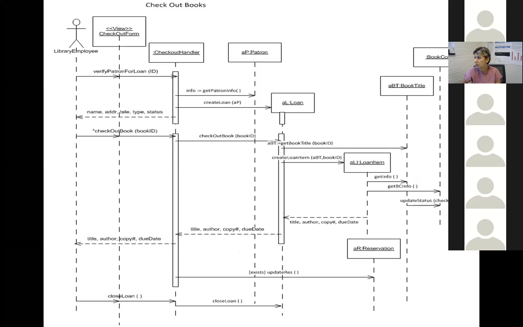So checking out books, going back to my first set of questions, and then after that, we'll do method 1 versus method 2. This is checking out books class. This is the first time you're seeing this sequence diagram. So first of all, I want you to read it. There is a view layer object, checkout form. There is a handler, checkout handler. You see a patron, a loan item, book title, and book copy.